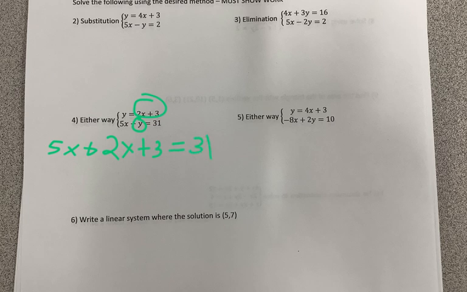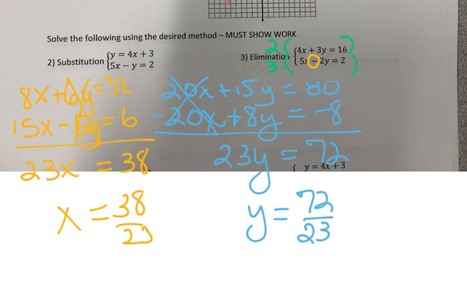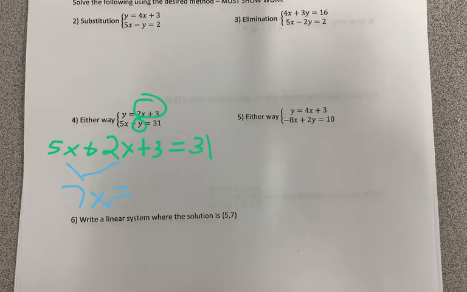And that green is hard to see. So 7x, solve this. Solve this, you're going to get 28 on the other side. X then is 4, because 28 divided by 7 is 4. Go back, plug it in, and so y here is going to be 11.